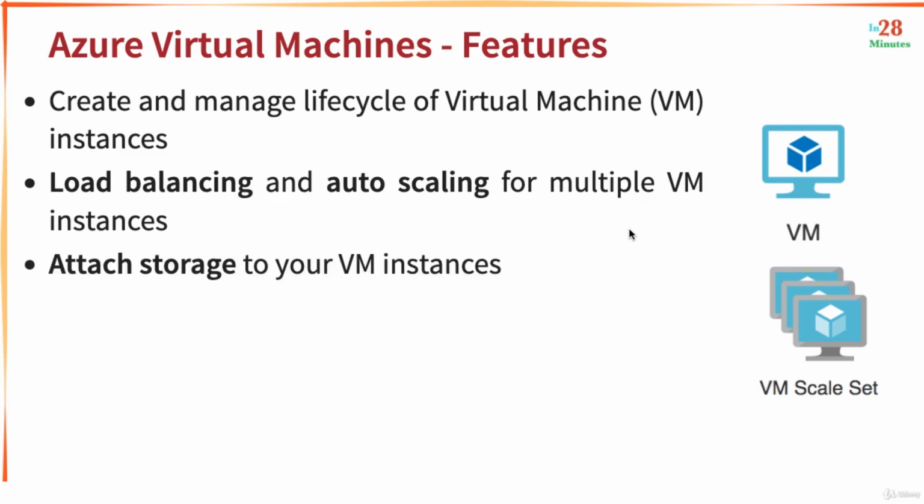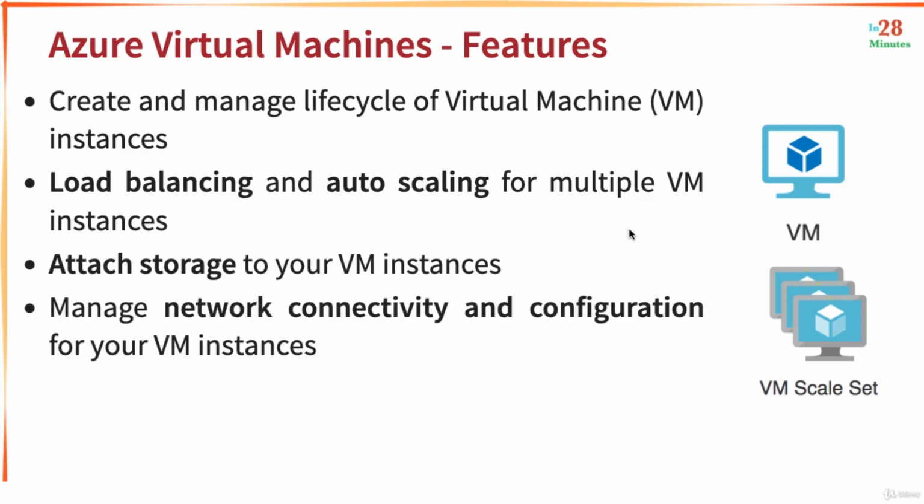Azure Virtual Machines also allows you to attach disks to your virtual machine instances. You'd want to run your operating system on a hard disk and attach it with your virtual machine. Azure Virtual Machines also allows you to manage the network connectivity and configuration for your VM instances. You'd want to assign a public IP address for your VM instance, and you'd want to be able to use that IP address to talk to your virtual machine. So Azure Virtual Machine enables you to manage the lifecycle of your virtual machine instances. It provides you with a number of additional features like attaching storage, load balancing, auto scaling, and managing the network connectivity to your virtual machine instances.